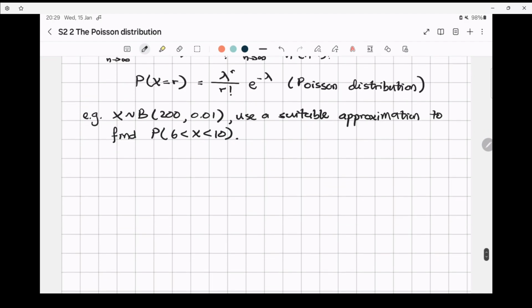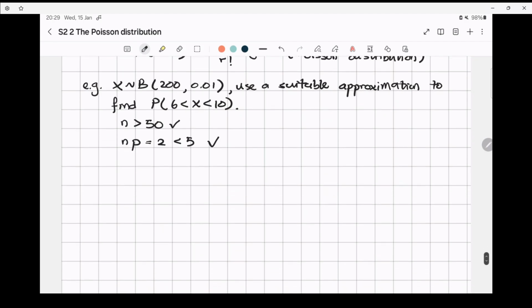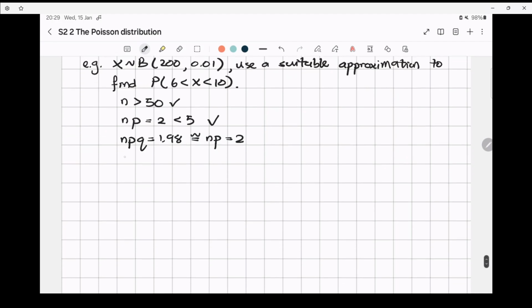So the first thing that you need to do is to test your n. n is greater than 50. This is correct. And then n multiplied with p, so this is 2, which is more than 5. This is also correct. Then the third thing is to test your npq. npq is 1.98. This is approximately the same as np, which is 2. So this is good. You can use Poisson distribution.